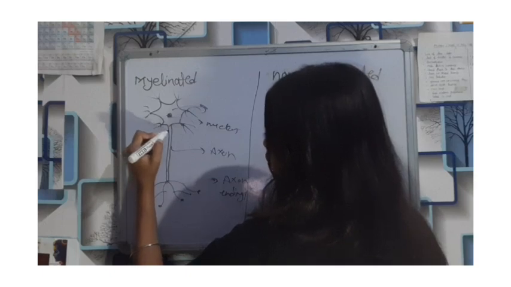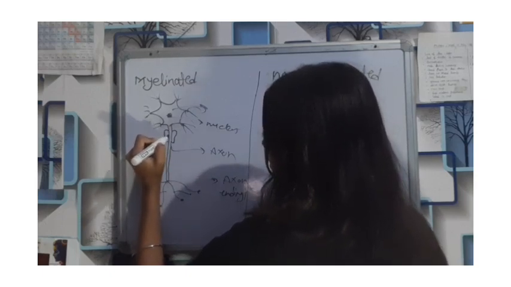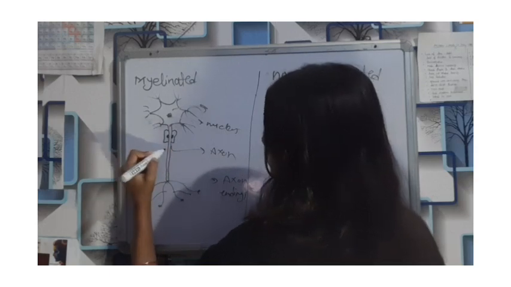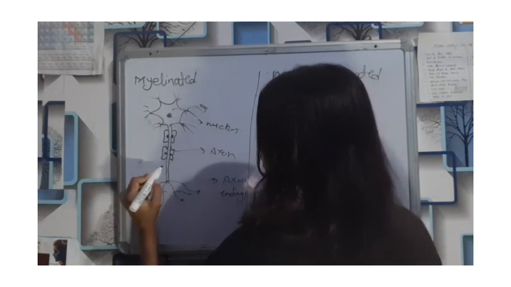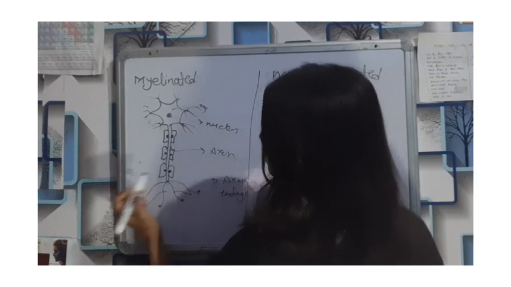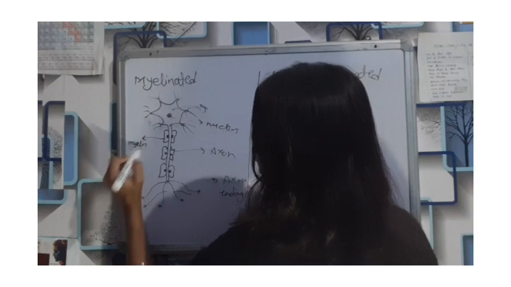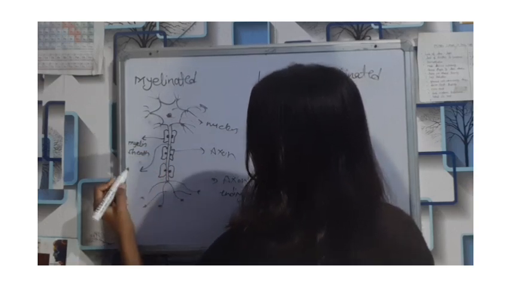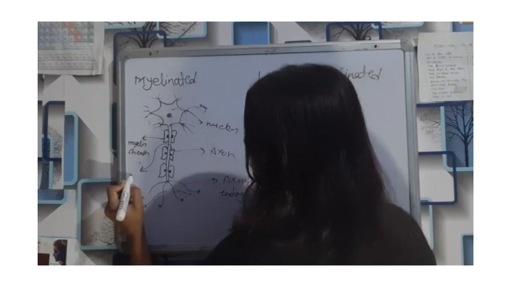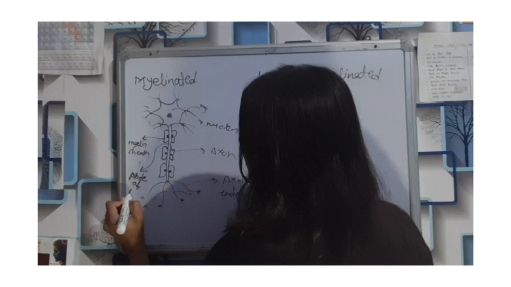But here's a catch. In a myelinated neuron, Schwann cells are present. And Schwann cells secrete the myelin sheath around it. So this is what we call the myelin sheath. And the space between two myelin sheaths is called the nodes of Ranvier.